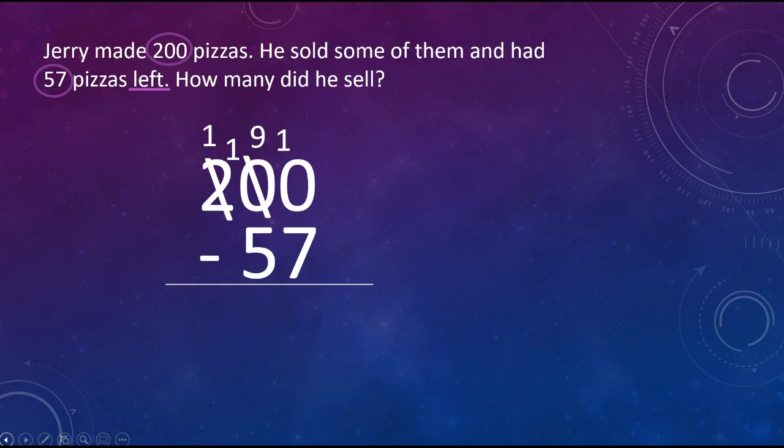So now we can subtract. 10 minus 7 equals 3. 9 minus 5 equals 4. And we're going to bring that 1 down for the hundreds place. So there was 143 pizzas left. Or sorry, there was 143 pizzas he sold.